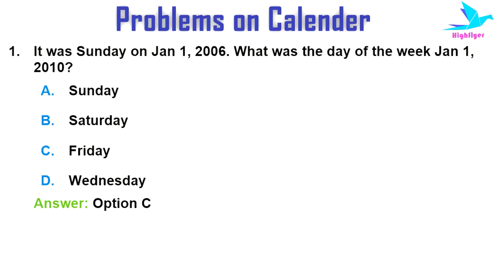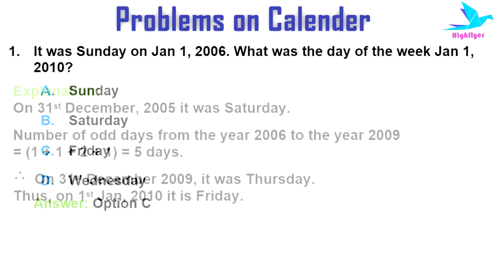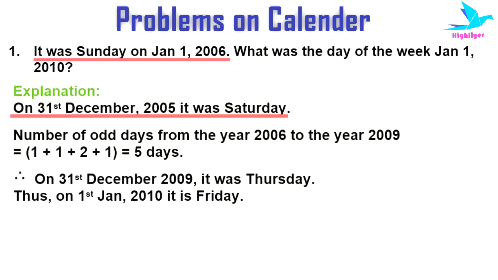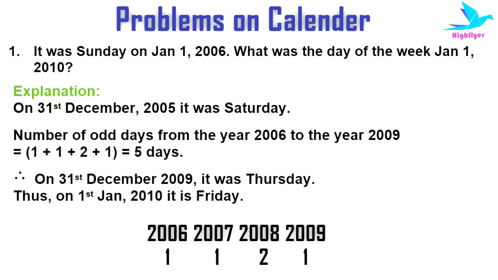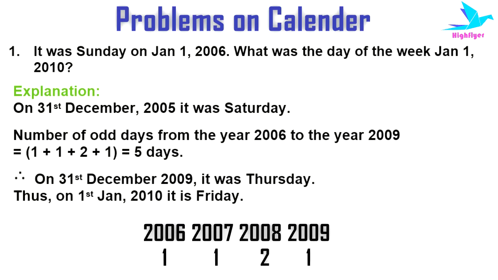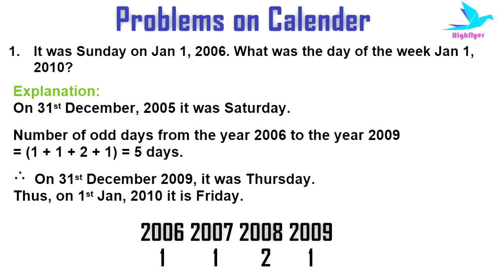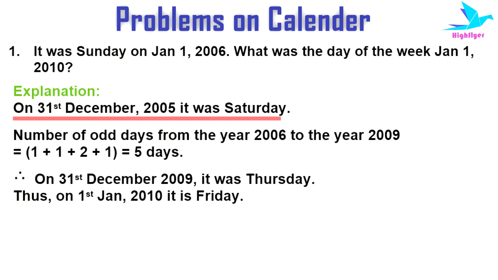Let's see how. Now it's given that it was a Sunday on 1st of January 2006. That means on 31st of December 2005, it was a Saturday. Now let's calculate the number of odd days from the beginning of 2006 to the end of year 2009. In 2006, 1 odd day. In 2007, 1 odd day. In 2008, 2 odd days because 2008 is a leap year. And in 2009, we have again 1 odd day. That is equal to a total of 5 odd days.